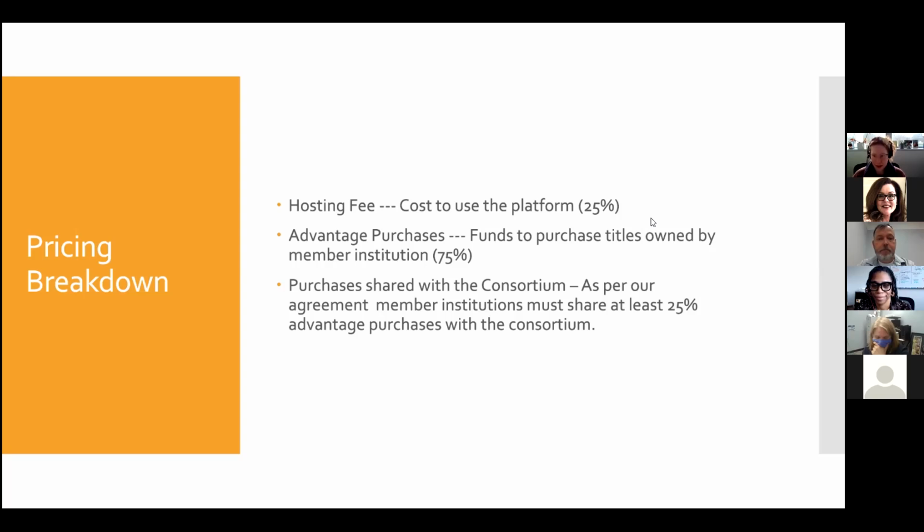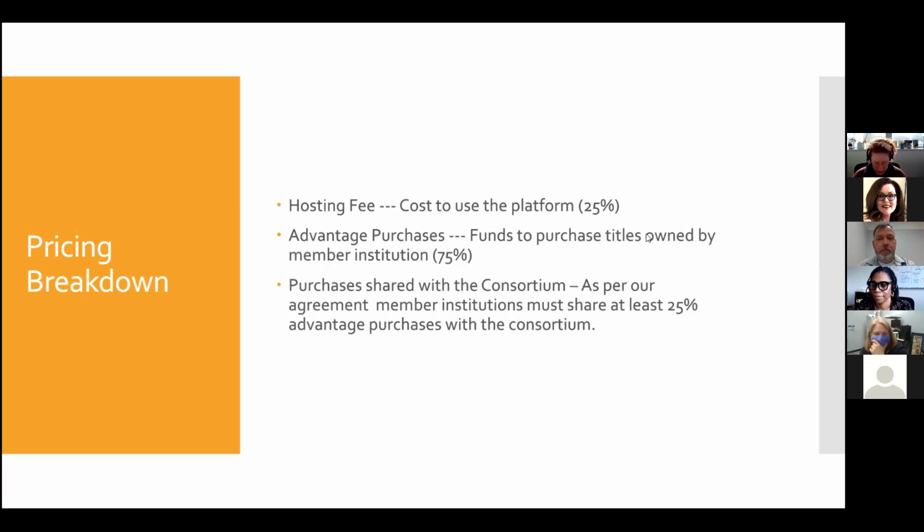But that said, purchases that we have to share with the consortium, as per our agreement, member institutions must share at least 25% of Advantage purchases with the consortium. So I can tell you for Triton, we share everything we purchase aside from the cost per circ items with the consortium a month after purchase.